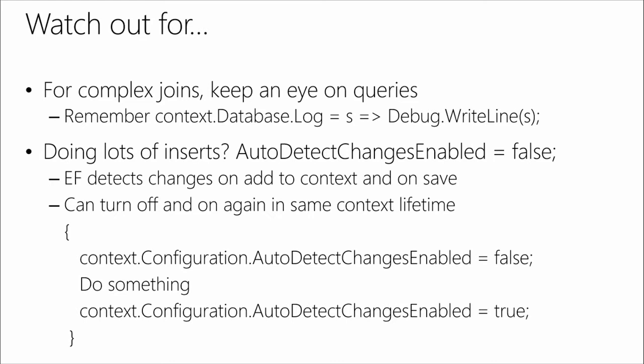In some scenarios with Entity Framework, when you're doing a lot of inserts, performance can slow down because AutoDetectChangesEnabled is true. Behind the scenes, when you add objects to Entity Framework, it detects changes. When you save, it detects changes again. There's this object graph that tracks behind the scenes. So if you're doing a lot of inserts, you can turn that off. And the good news is you can turn it off, execute what you need to execute, and just turn it right back on again.